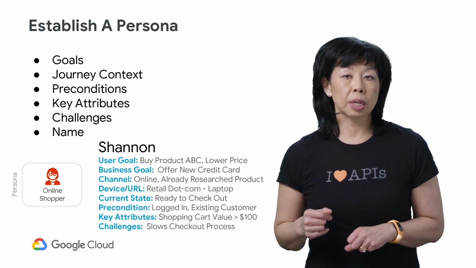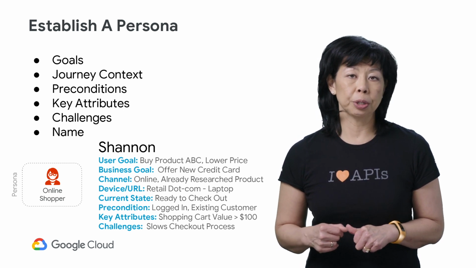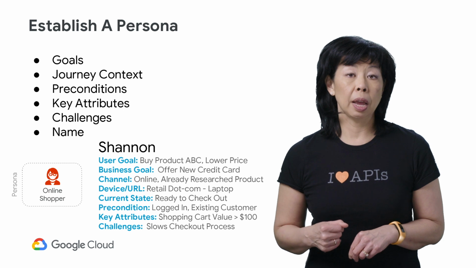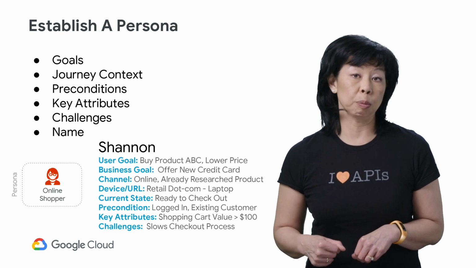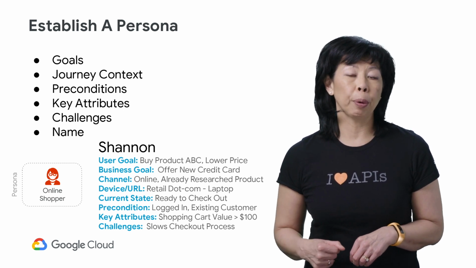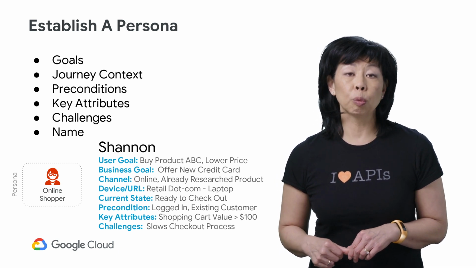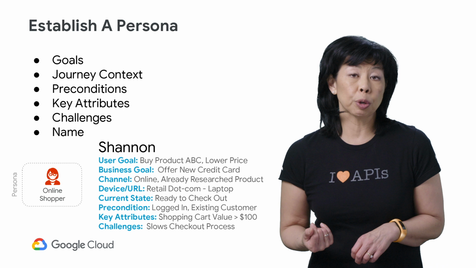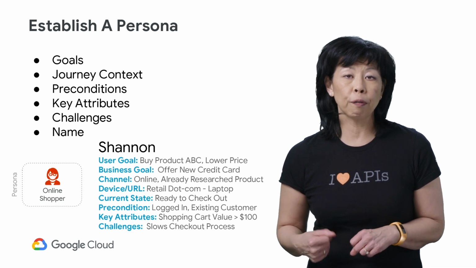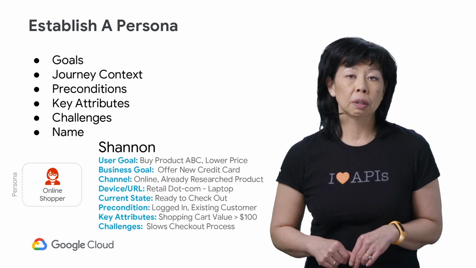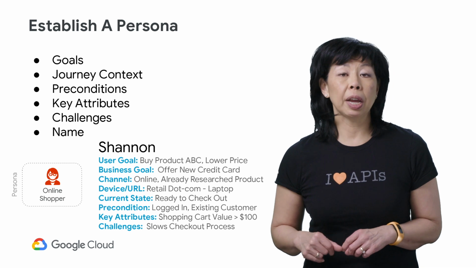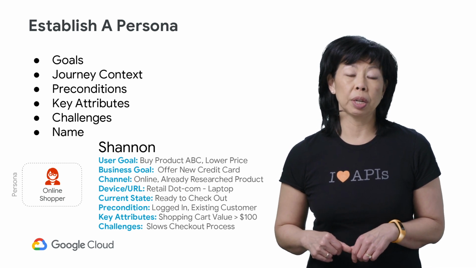We need to also establish essential preconditions. Shannon is logged in and is an existing known customer, which is a very important data point. Also useful to the persona is to put key attributes or rules. For example, we only want to trigger this credit card offer if the shopping cart value is above $100. Lastly, we need to put down any potential challenges Shannon might present to us.